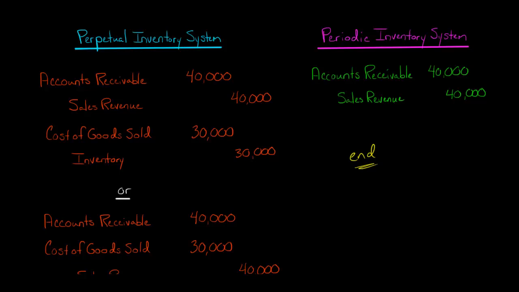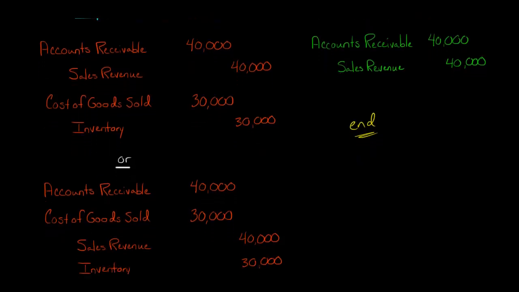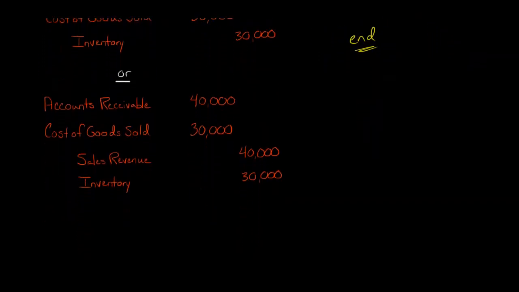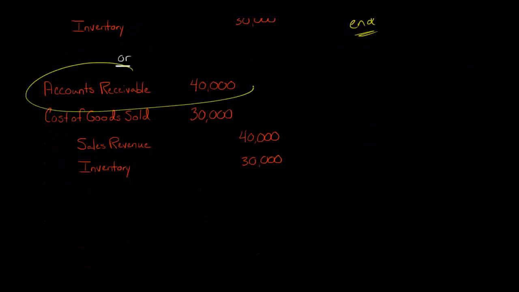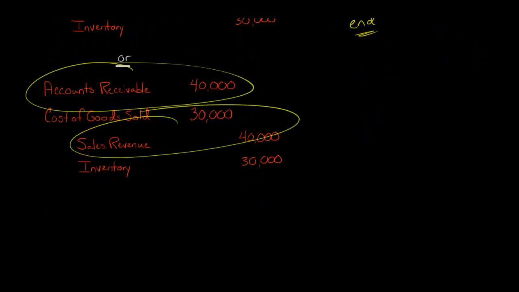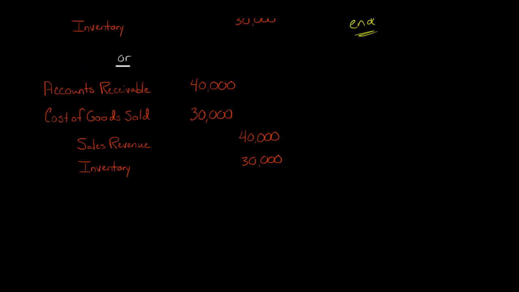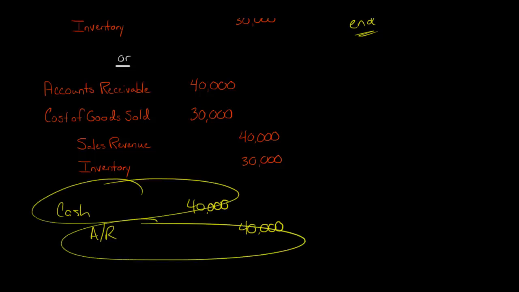Now, if you're wondering what will happen later, when the actual cash is collected, right here we debit accounts receivable for $40,000 and credit sales revenue for $40,000. Under either scenario, whether it be perpetual or periodic inventory system, if the cash is later collected, you would just debit cash and then credit accounts receivable for the $40,000. Okay, again, you would do that under perpetual or periodic. It doesn't matter. When the company later collects the cash from that customer, you just debit cash and credit accounts receivable.